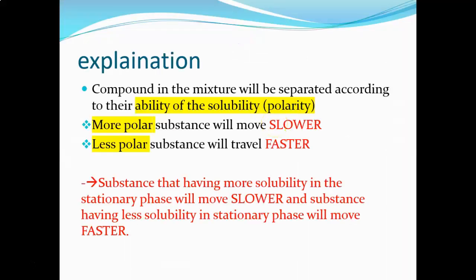Alright. So substance that has more solubility in the stationary phase will move slower, and the substance having less solubility in the stationary phase will move faster. Okay, I hope you get a clear vision of this and don't get confused because it is very straightforward.